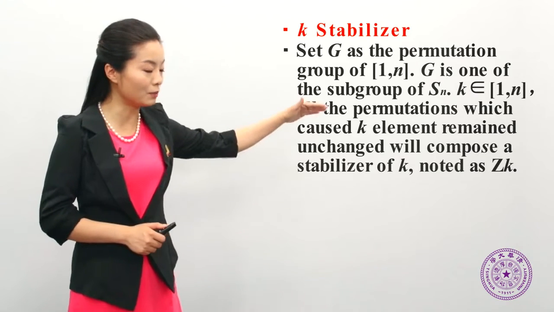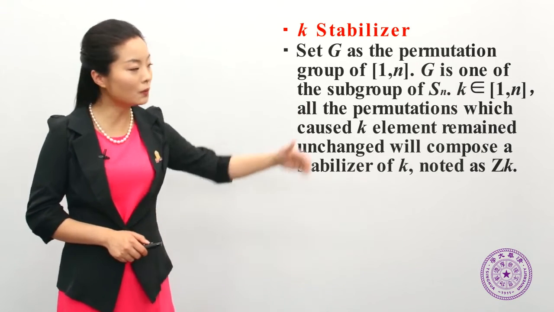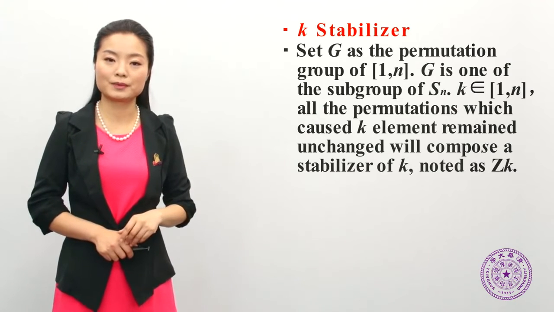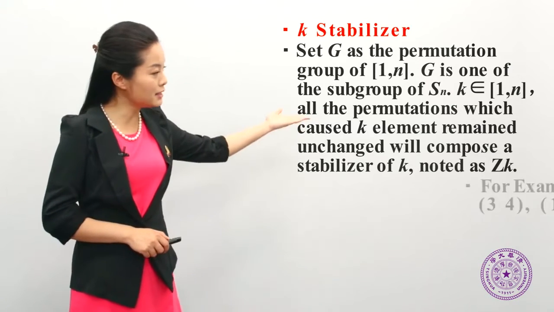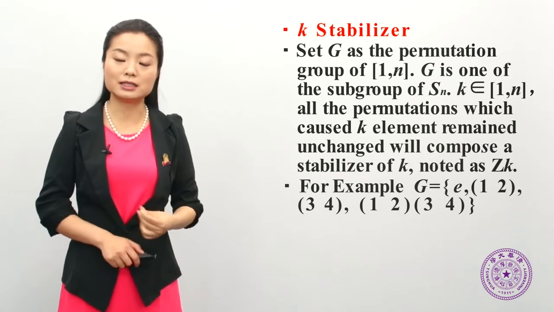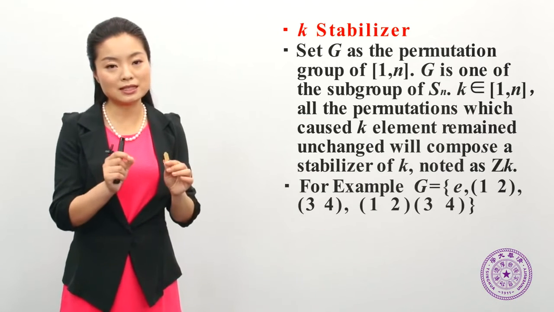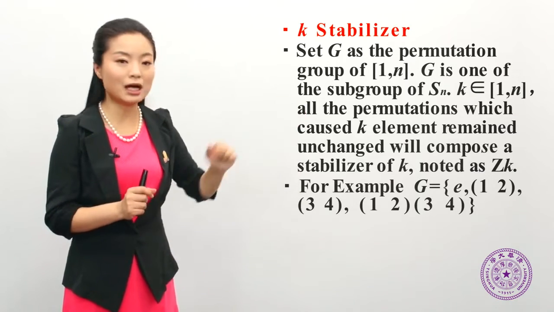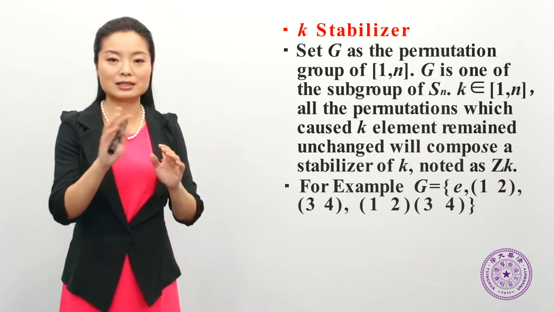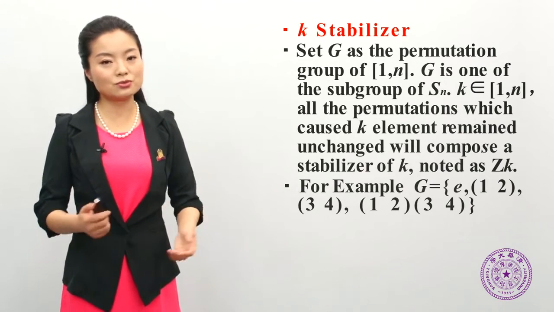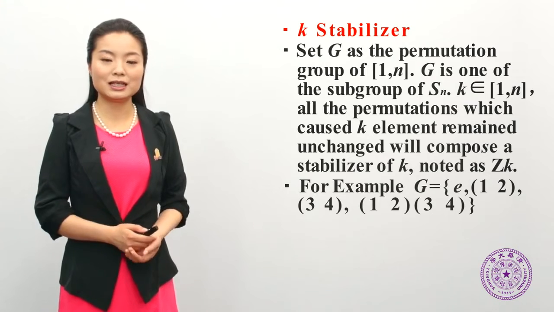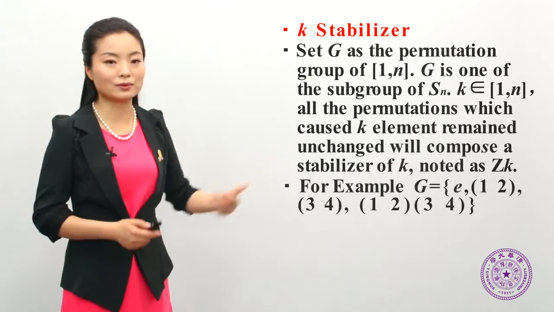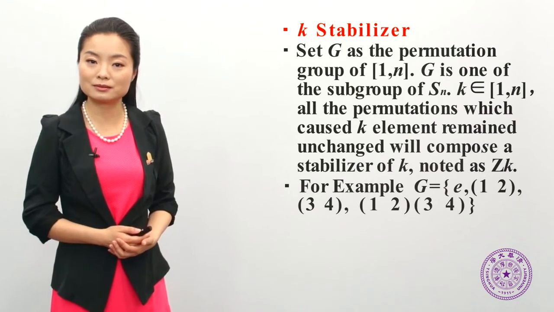There is a permutation group G, which consists of the identity element E; 1 exchanged with 2, with 3 and 4 remaining unchanged; 3 changed to 4, with 1 and 2 remaining unchanged; and 1 exchanged with 2 while 3 and 4 are exchanged with each other. Then, for this permutation group, we can see which permutations keep 1 unchanged, which is what Z1 is equal to.